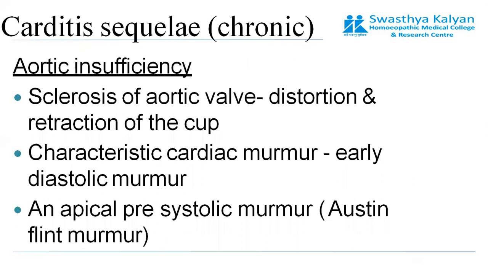Now, after the mitral involvement, let us look into aortic insufficiency. What are the symptoms produced by the aorta? Sclerosis of the aortic valve, distortion and retraction of the cusp, and a characteristic cardiac murmur: an early diastolic murmur, and an apical presystolic murmur. An Austin Flint murmur is usually seen.